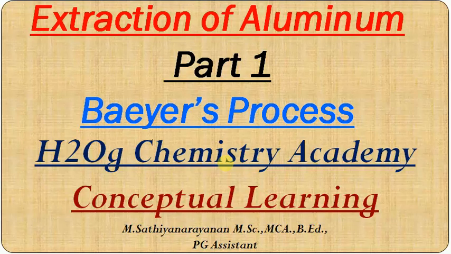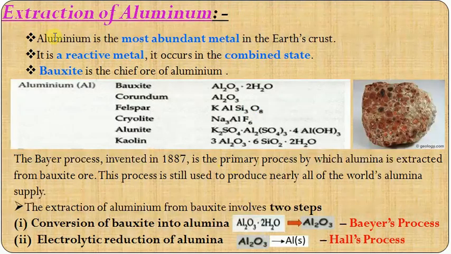Before we learn the Bayer's process, let us understand some facts about aluminium and the ore. Aluminium is the most abundant metal in the earth crust. Aluminium is a highly electropositive metal, that is, it's a reactive metal. So it does not occur in the free state, it occurs in the combined state. That means the aluminium reacts with air and other elements to form compounds. That is what we call combined state.